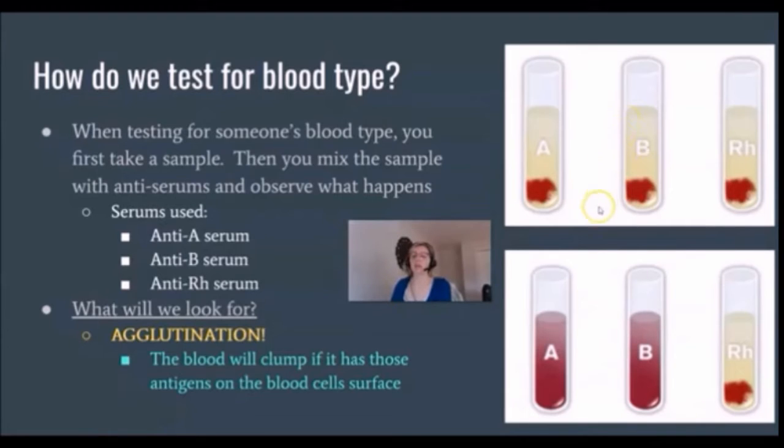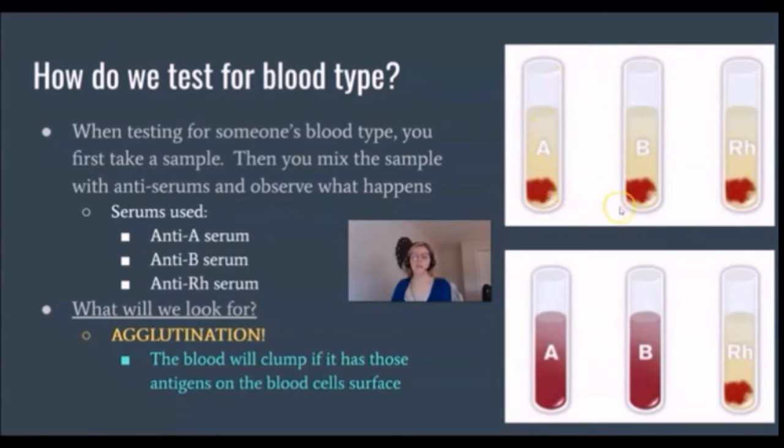So if we look at these 2 pictures, in this top one, all 3 of these vials experienced agglutination, meaning that the blood cells clumped together, leaving behind this almost yellowish clear fluid around it. So what that means is that this red blood cell has the A antigen because it clumped here, it has the B antigen because it clumped in B also, and it has an RH antigen.